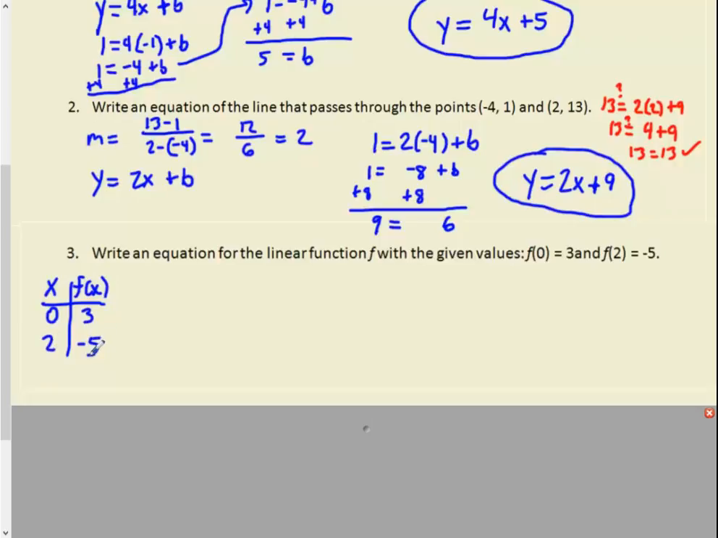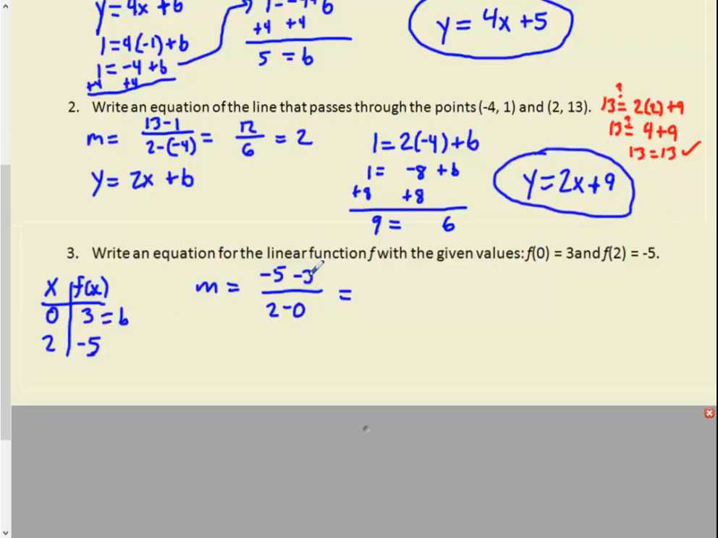Now we're kind of in luck here again because we just happen to have been given a value where x is equal to 0, which means our y-intercept is staring right at us, right there. All we need is the slope. So slope is equal to, and let's go ahead and start with negative 5. So negative 5 minus 3 over, and because we started with negative 5, the lower value in the table, we have to start with the 2 for x, so 2 minus 0.